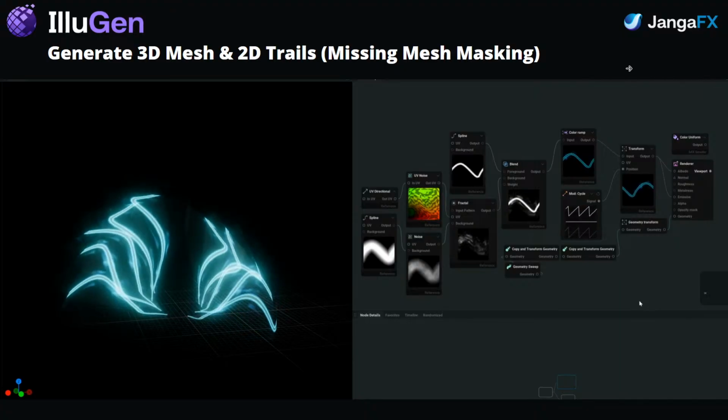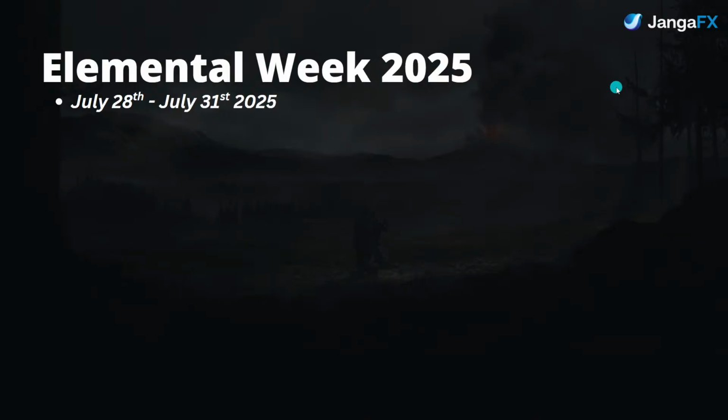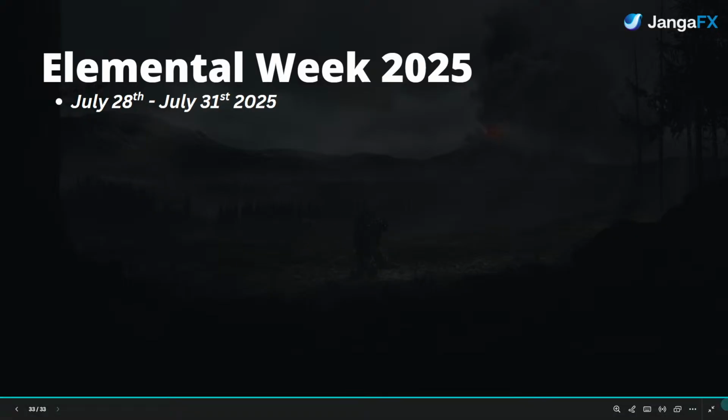I think this is my last illuGen slide. Elemental Week, July 28th through July 31st, 2025. That is going to be when we have a lot of our software releases, hopefully. Hopefully things work out for us in our favor. That is what we are targeting right this second. And then we're going to go over each tool, do some crash courses on EmberGen, LiquiGen, GeoGen, and illuGen, and teach you a lot about how to use our tools. And that is it.